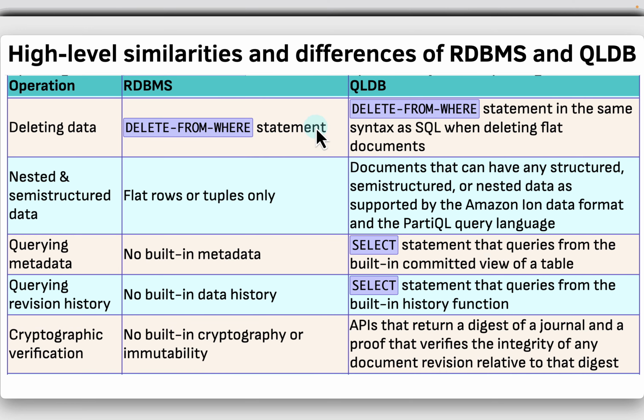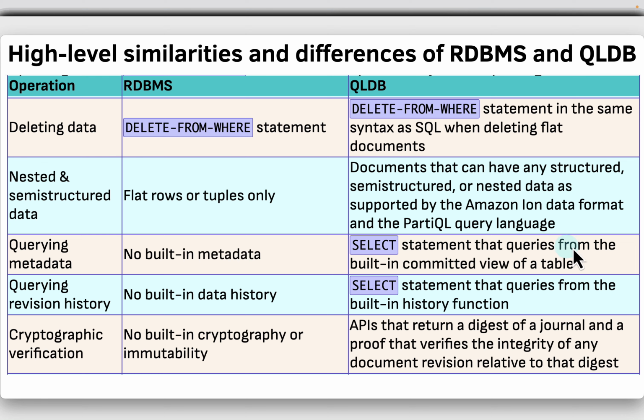So delete from where statement in RDBMS and delete from where statement in the same syntax as SQL when you are using flat documents, which is the Amazon Ion document. And in case of RDBMS, we have flat rows or tuples only. Documents can have any structured, semi-structured or nested data as supported by the Amazon Ion document format and the particular query language. So there is no built-in metadata.